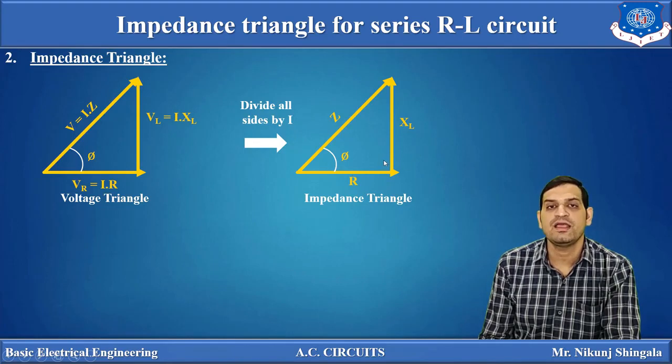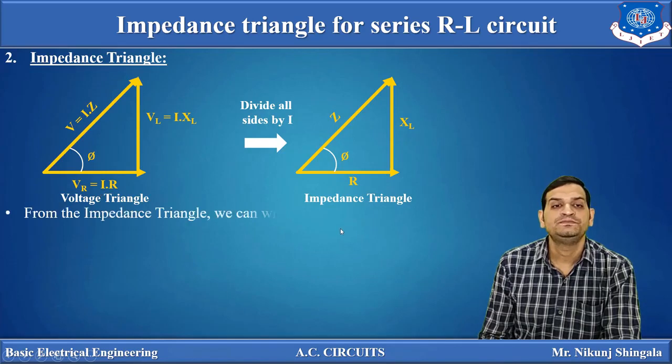And from this impedance triangle, we can also determine the power factor of the circuit. So this is the impedance triangle, which we get from the voltage triangle by dividing all the sides of the voltage triangle by current I. Now from this impedance triangle, what can we find?